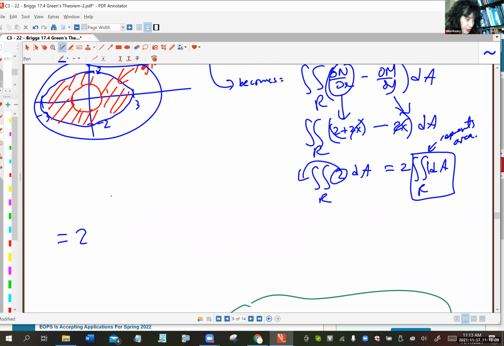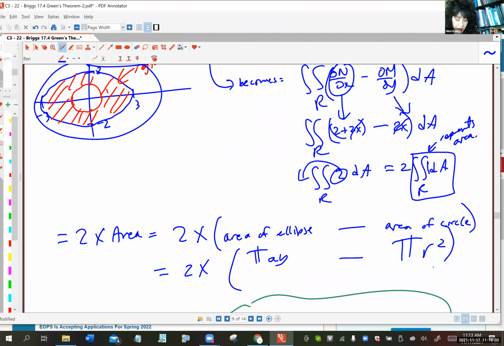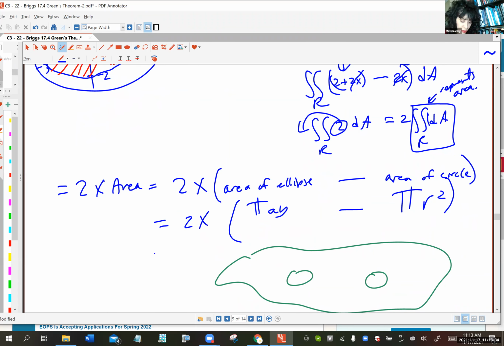It's going to look like 2 times area, but for us that 2 is going to be times the area of the ellipse minus the area of the circle, because that circle is a hole in there. So no problem there. We're going to go pi AB for the area of an ellipse and pi r squared for the area of a circle. We're just going to use our knowledge of formulas.